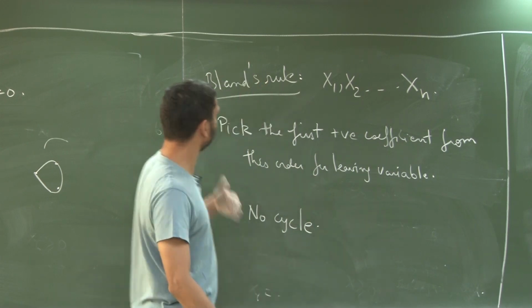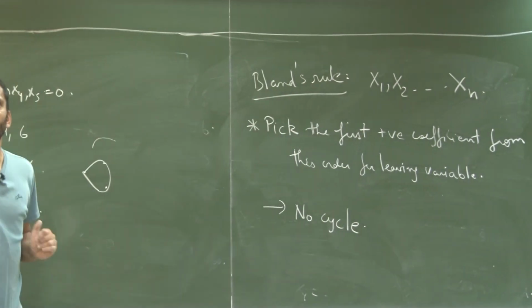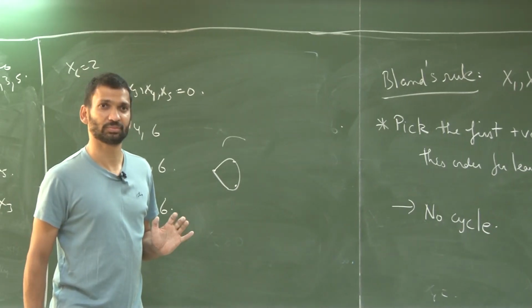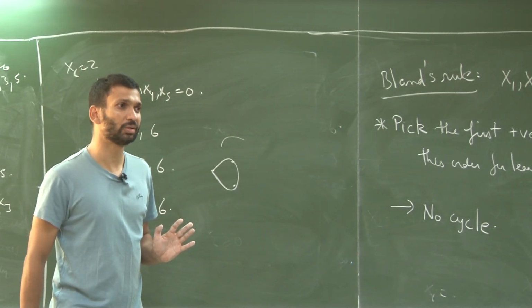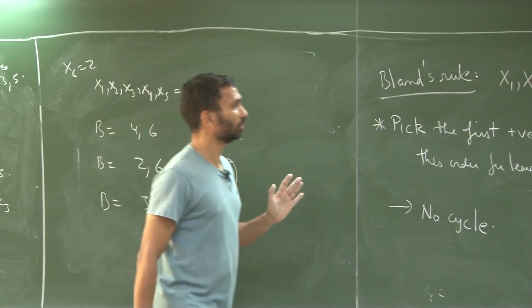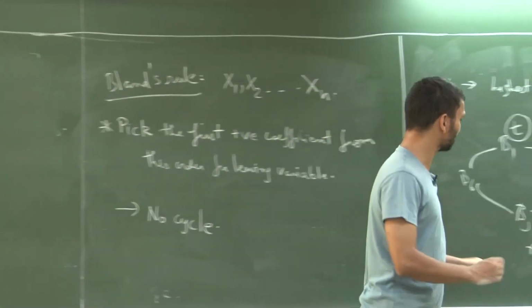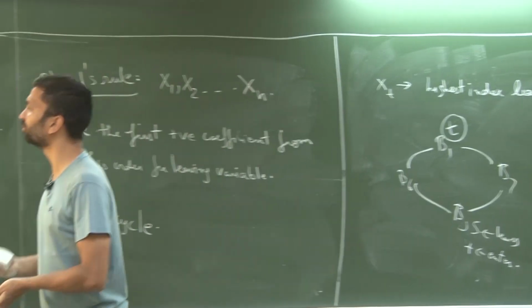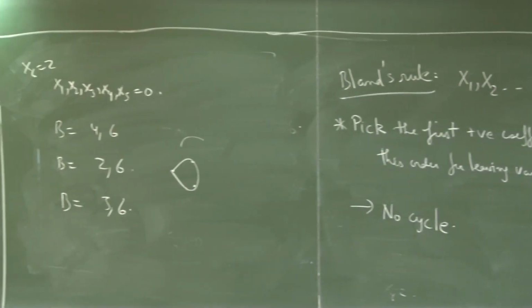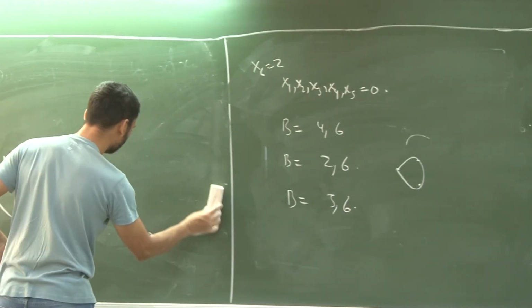How do we avoid it? Using this ordering. Sounds good? Okay. So this finishes the idea of the simplex algorithm. So let me just write this implementation.